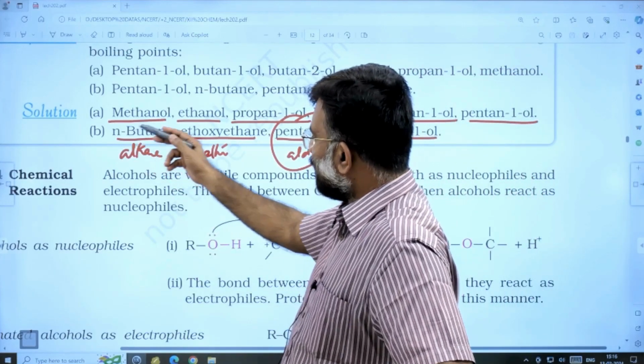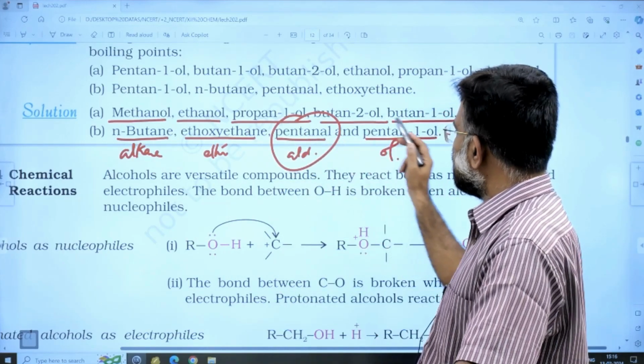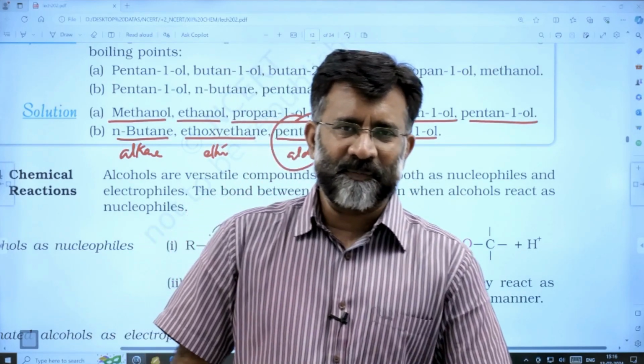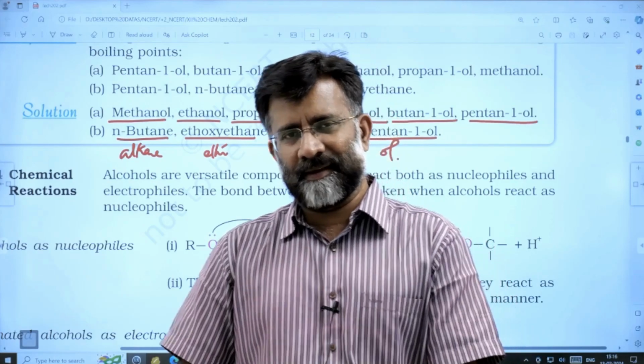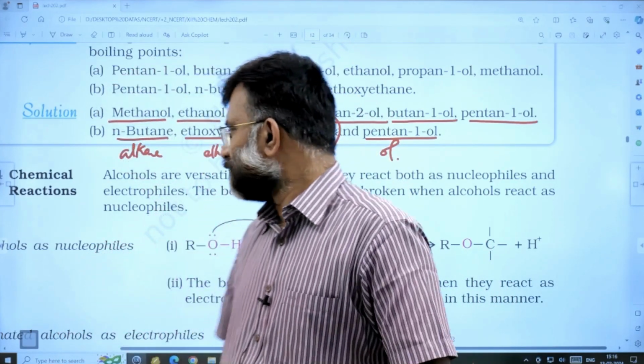So, alkane minimum, ether next, then aldehyde, then alcohol. If a ketone comes, where will it be? Try to think about that. Okay. Anyway, the point of discussion here is that alcohol is maximum. Isn't it? Fine.